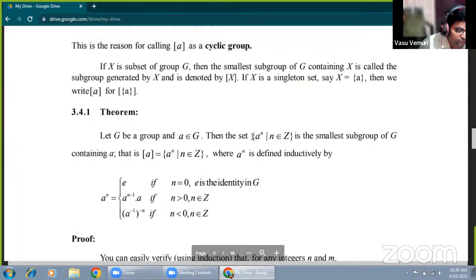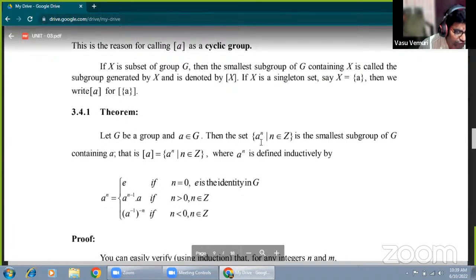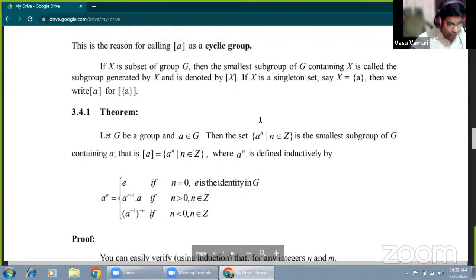The group of fourth roots of unity means G equals 1, minus 1, i, minus i. Please note down. Those are the 4 elements, the fourth roots of unity.